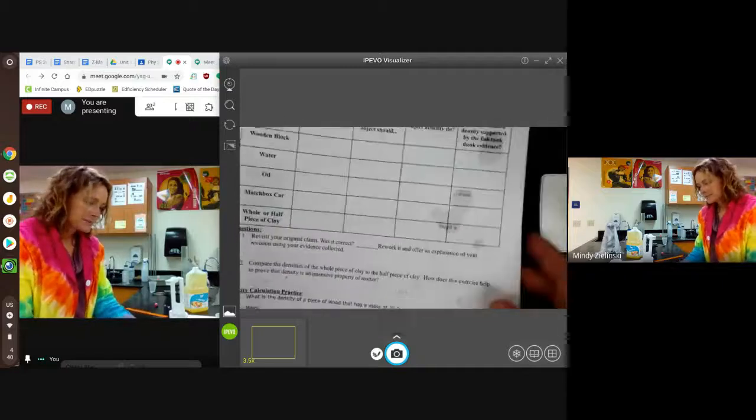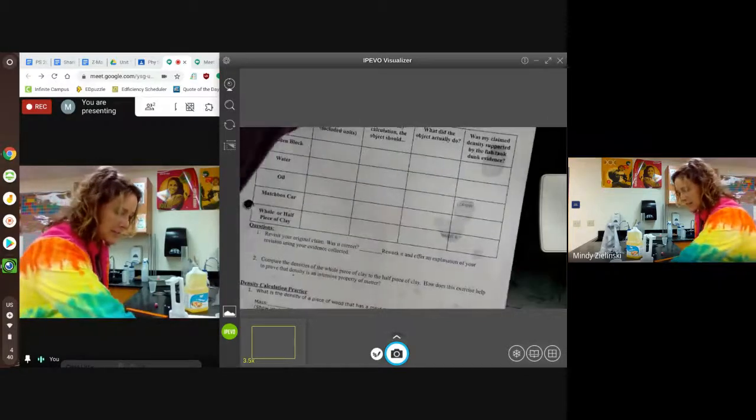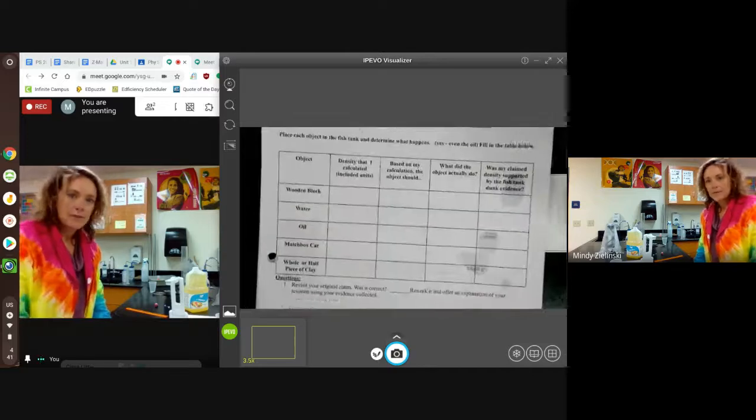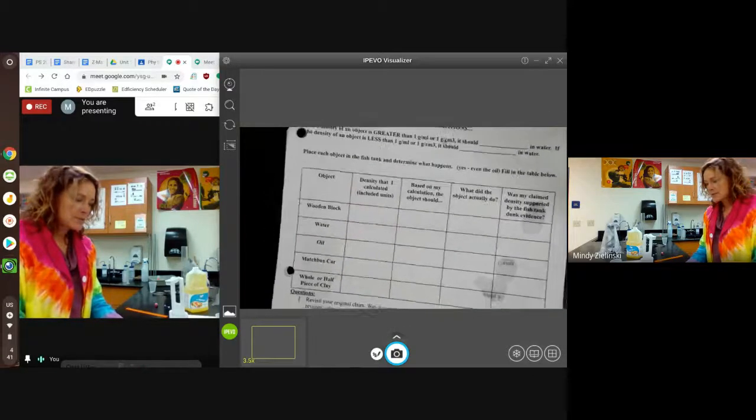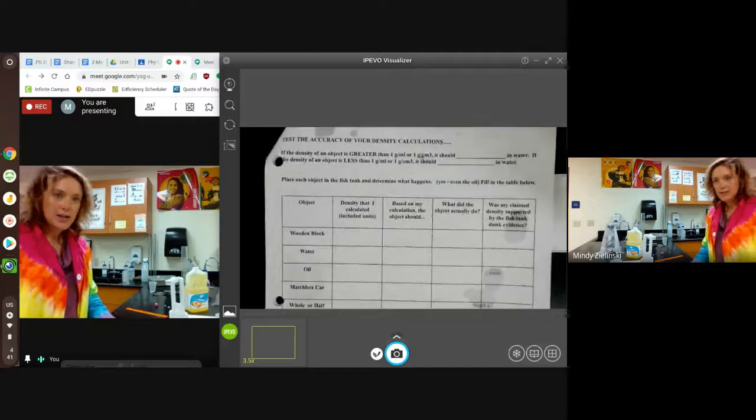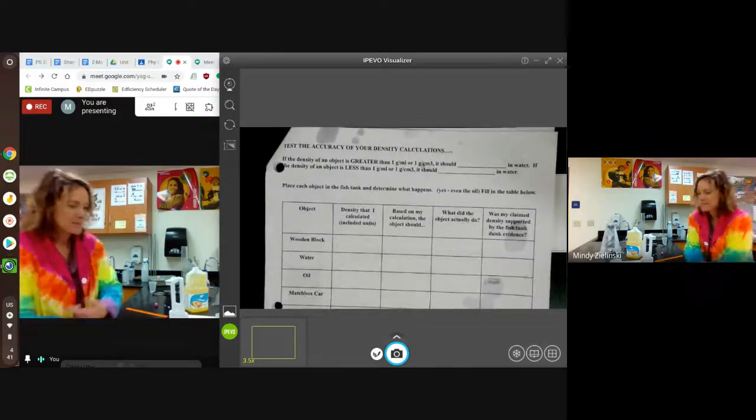Now, over here, on this side, it says if the density of an object is greater than 1, it should do what in water? Look how wet my lab sheet is.